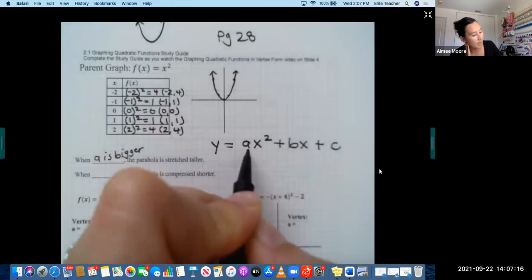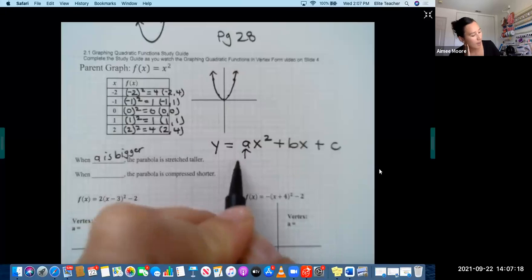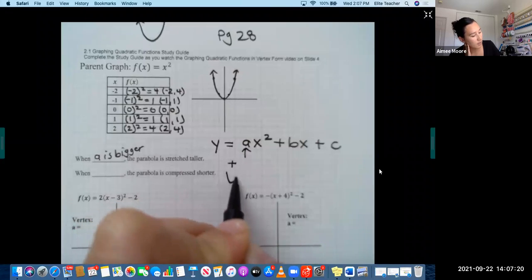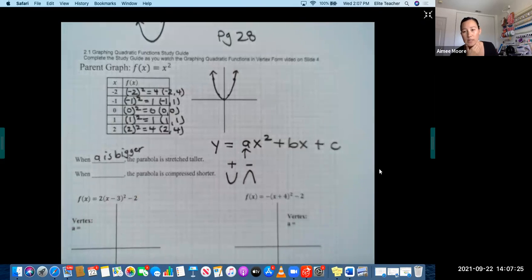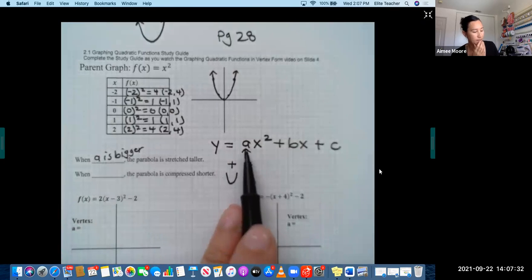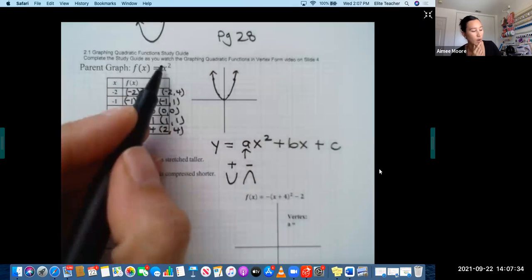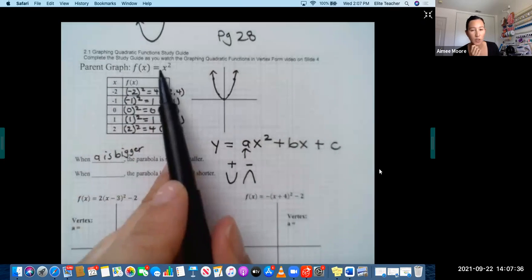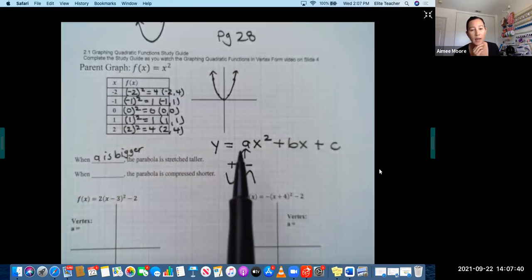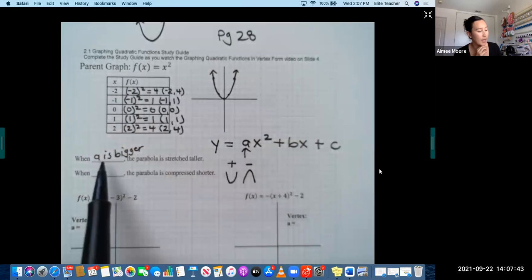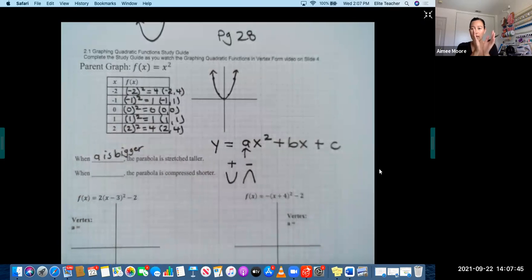And so A tells you the stretch. And then if it's positive, it tells us that the parabola opens up. If it's negative, it tells us that the parabola opens downward. So the bigger A is, so in this case, A is just 1. So if A becomes 2 or 2.5 or 3 or 4, anything above 1, then it's going to stretch taller. It gets taller and skinnier, goes up faster.